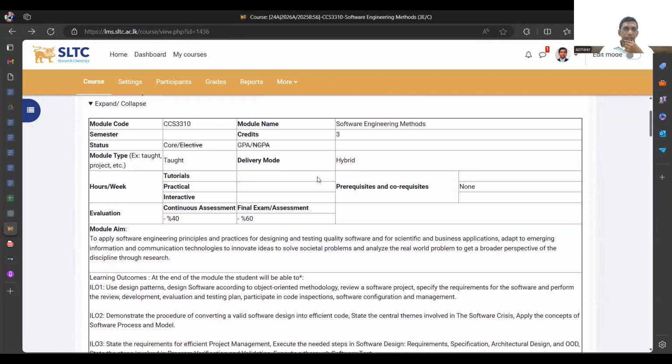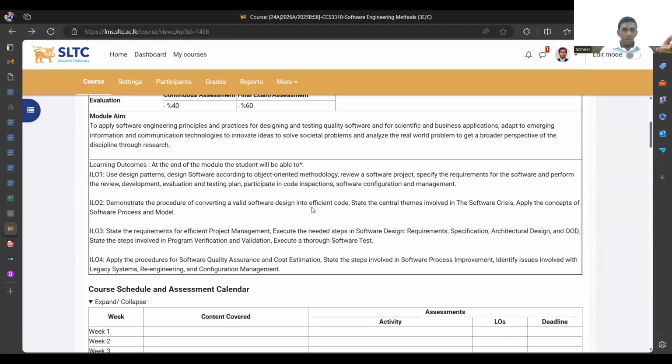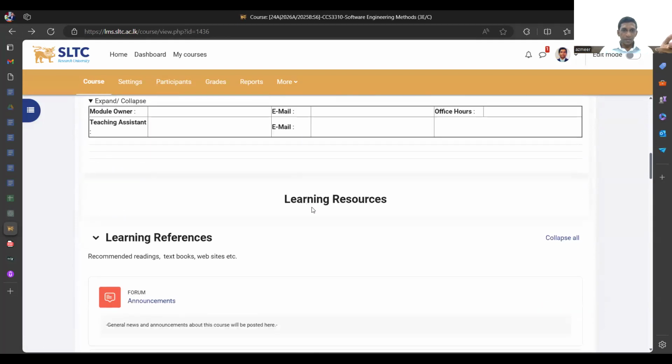Oh, by the way, this is a 3-credit core unit as well. I think I discussed the LOs and summaries here also, by the way.